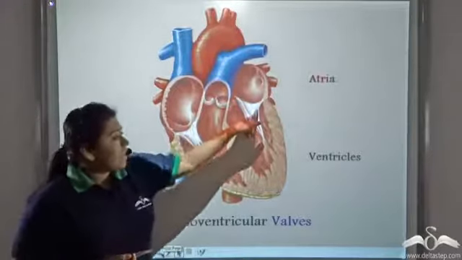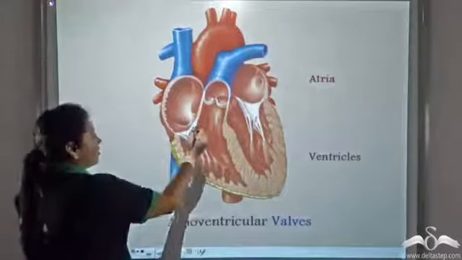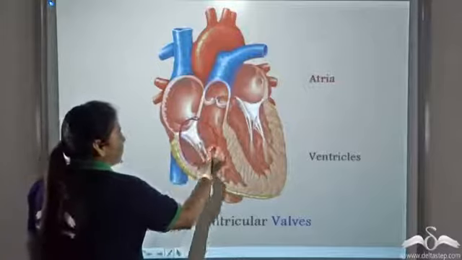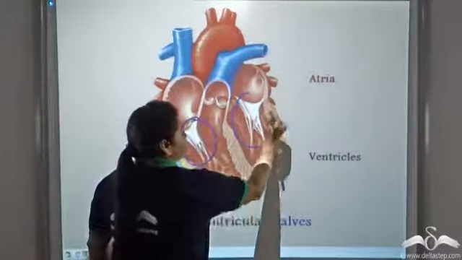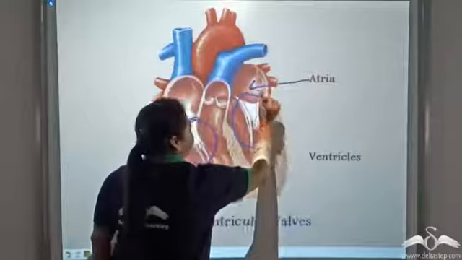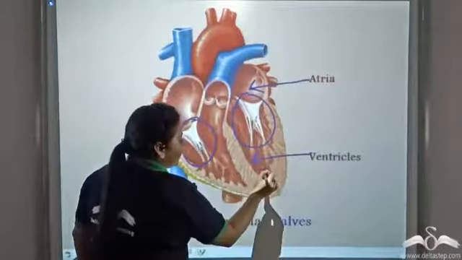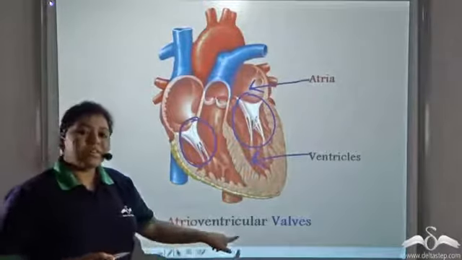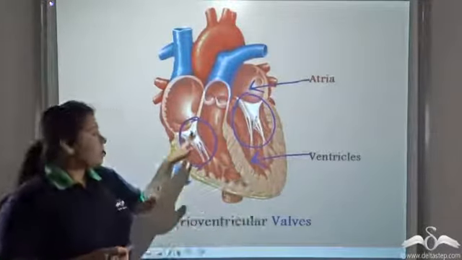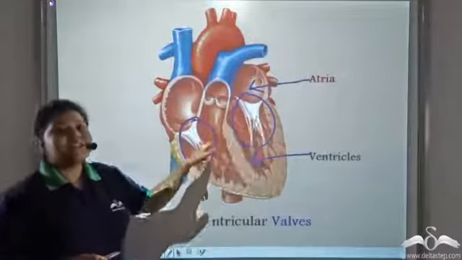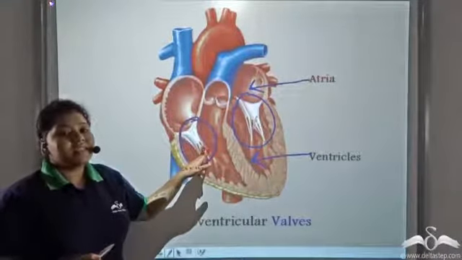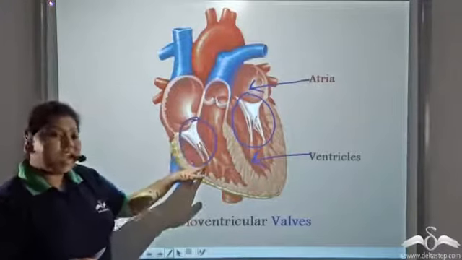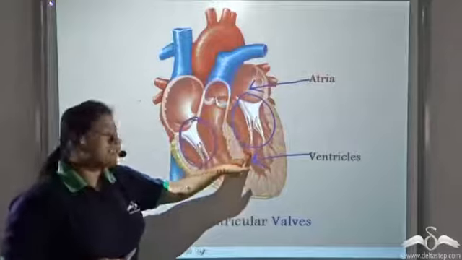Since these two valves are present between the atria and the ventricles, they are known as the atrioventricular valves. So there are two atrioventricular valves present in the heart, between the right atrium and the right ventricle, and the left atrium and the left ventricle.